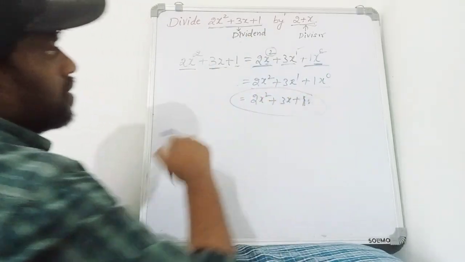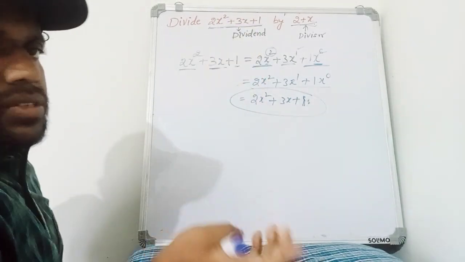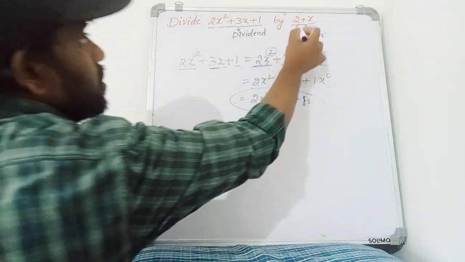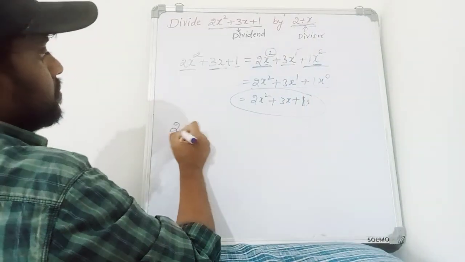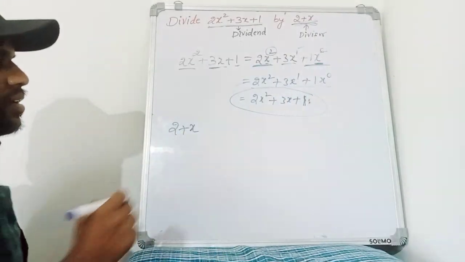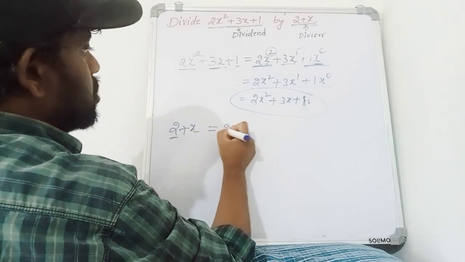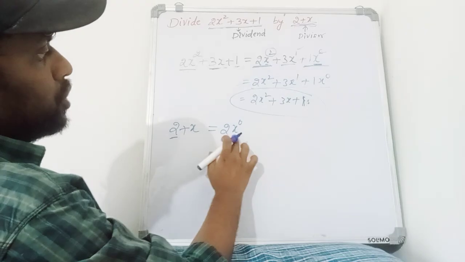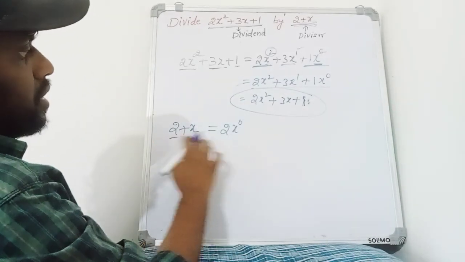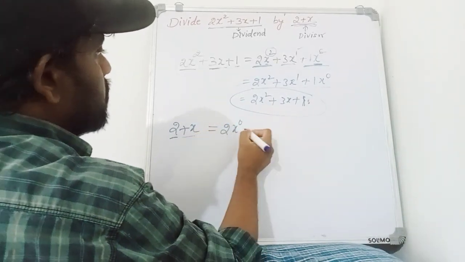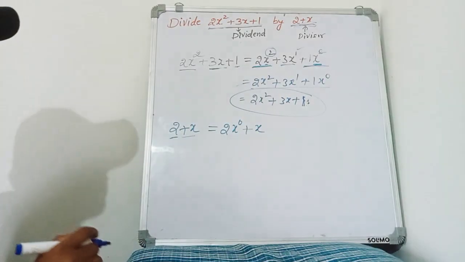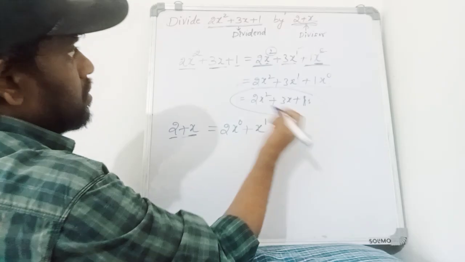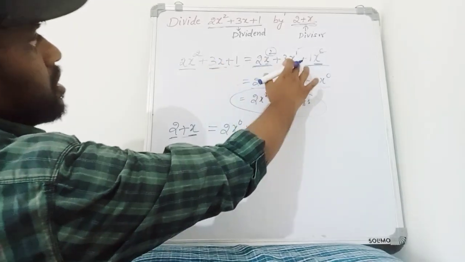Okay, we get the same polynomial because the powers are already in decreasing order. But I will consider this 2 plus x. This 2 can be written as 2 into x to the power of 0. X to the power of 0 is equal to 1, so 2 into 1 is equal to 2 only. So 2 can be written as 2 into x to the power of 0, then plus x. And this x can be written as x to the power of 1. Like this we have written, no? Here x to the power of 1.